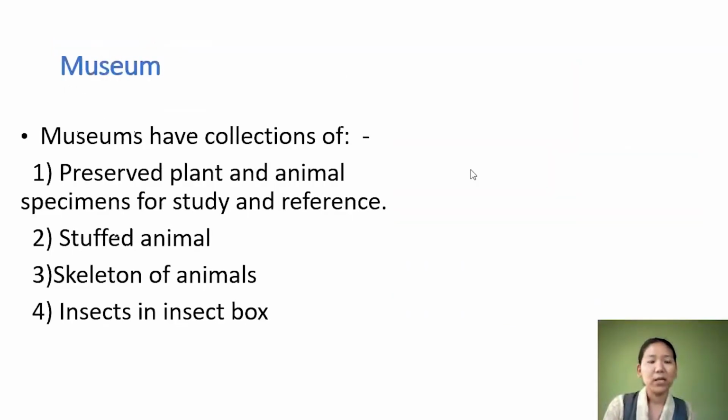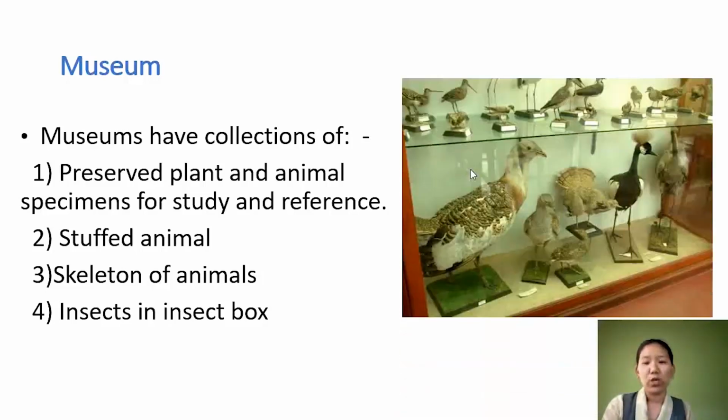Next, museum. Museums have a collection of various animal specimens. If the animal is big, it can be stuffed, like a tiger or gorilla. We also find skeletons of various animals, and insects which are pinned in the insect box. So this is one such example of a museum.